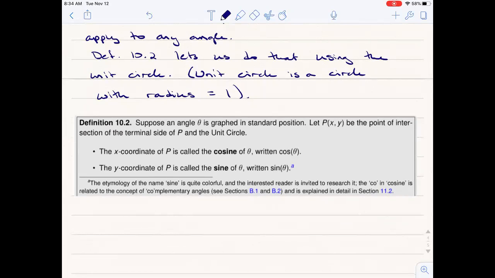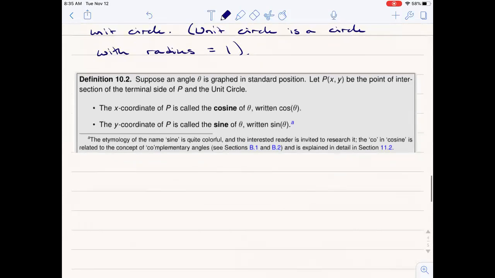So this definition says that if we have an angle theta, so this is going to be any angle, right, on the whole circle, if it's graphed in standard position, remember, is when we start on the positive x-axis and then we move out theta degrees, or theta radians rather, probably. We're going to let P be the point (x, y), the point of intersection of the terminal side of theta and the unit circle. So we're just moving along the arc of the unit circle, and then P is going to be wherever the terminal side intersects. So it's just going to be an indication of where we are on the unit circle.